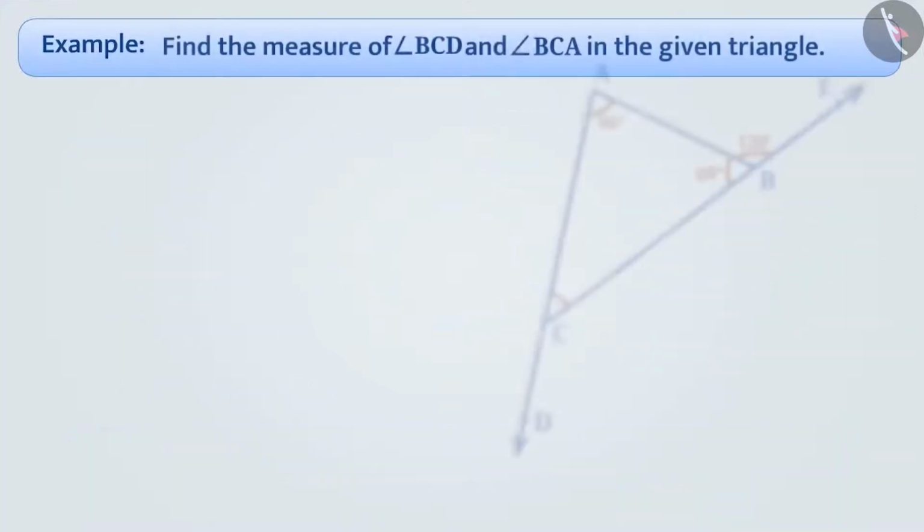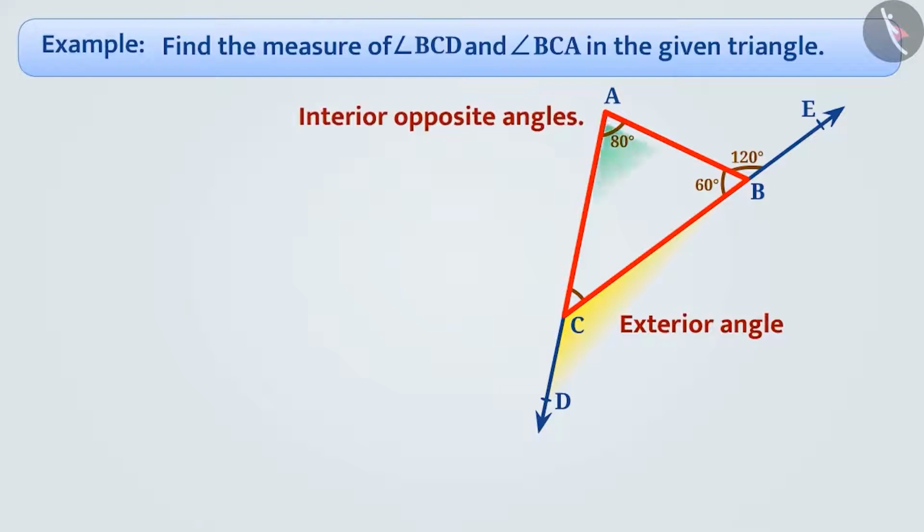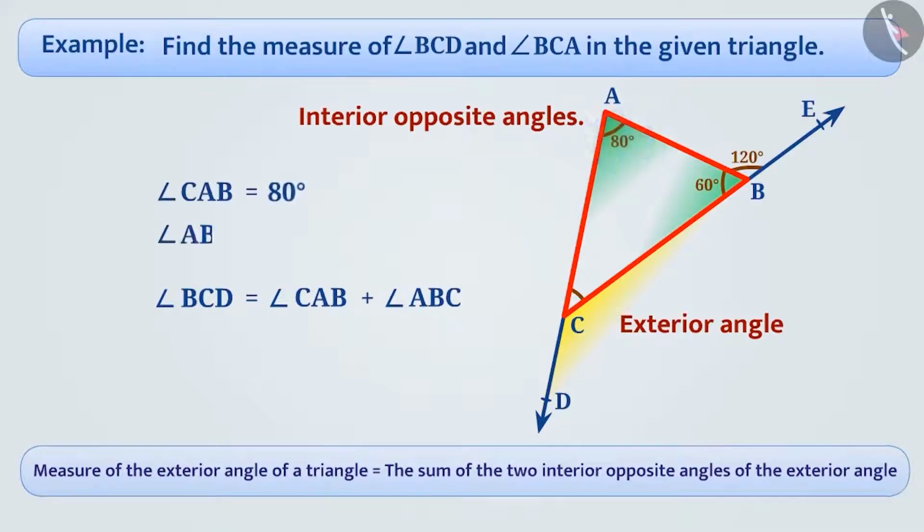Next example, find the measure of angle BCD and angle BCA in the given triangle. Here, angle BCD is the exterior angle of triangle ABC, and angle CAB and angle ABC are the two interior opposite angles of angle BCD. As you know, the measure of the exterior angle of a triangle is equal to the sum of its interior opposite angles. Therefore, we can write angle BCD is equal to angle CAB plus angle ABC. Since angle CAB is equal to 80 degrees and angle ABC is equal to 60 degrees, angle BCD is equal to 80 degrees plus 60 degrees is equal to 140 degrees.